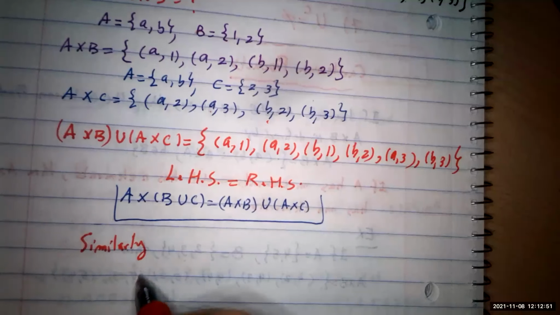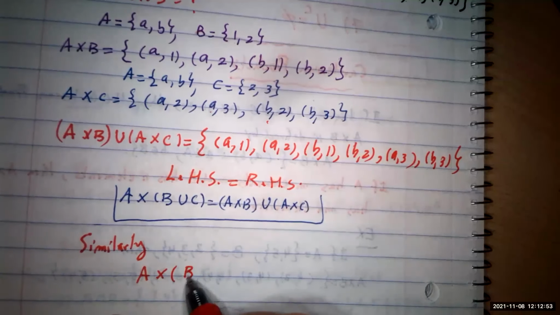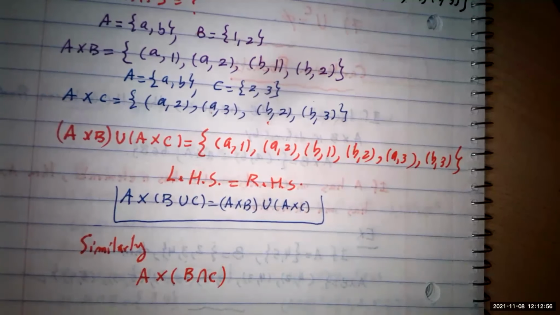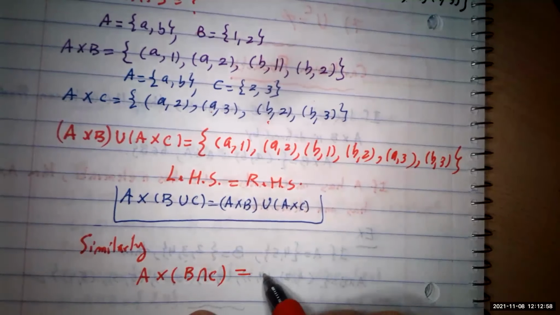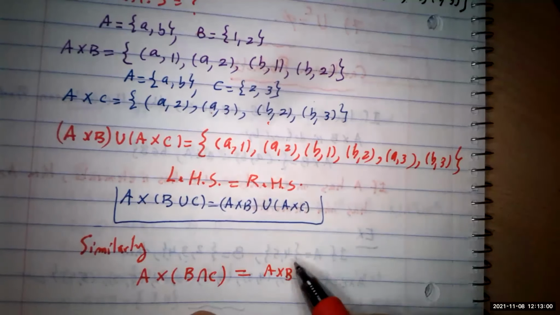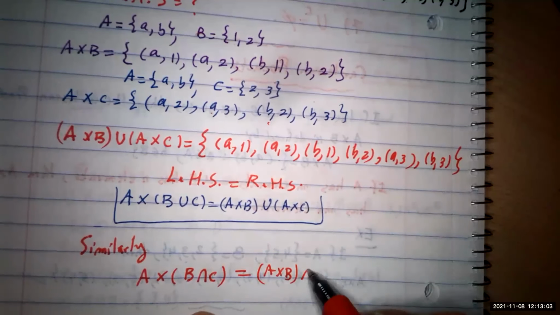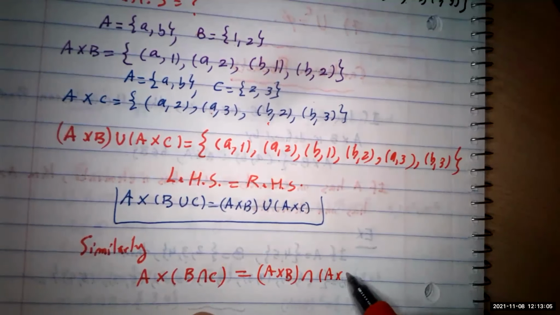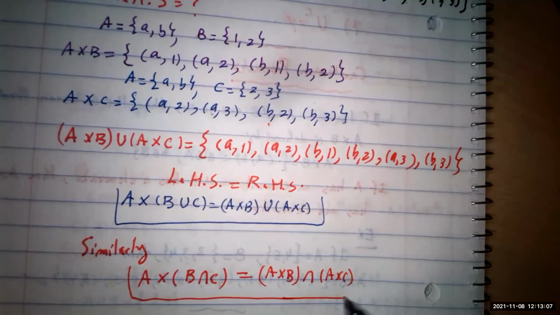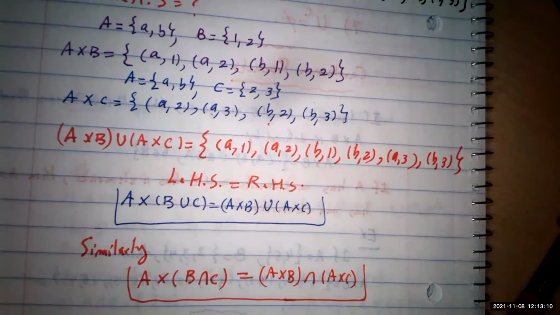Similarly, A cross B intersect with C is going to be A cross B intersect with A cross C. That's the other version. I don't remember, one of them is in your book, the other one is not. Maybe the first one, second one. So make sure that you are able to do it, just check the second one for yourself. So that's the most popular idea of these sets of relations that we have.